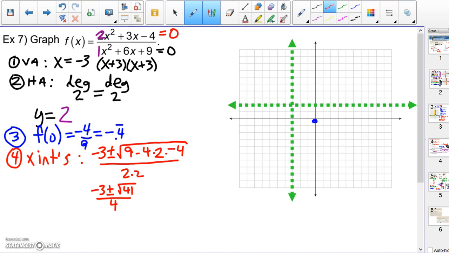So once we calculate that, -3 plus square root of 41 divided by 4 is going to be about 0.85. And -3 minus square root of 41 all over 4 is -2.35, about. So you've got x-intercepts. You've got one at 0.85, which is right about there-ish, and one at -2.35, about right there. Okay, so this is going to be a kind of a weird looking shape.